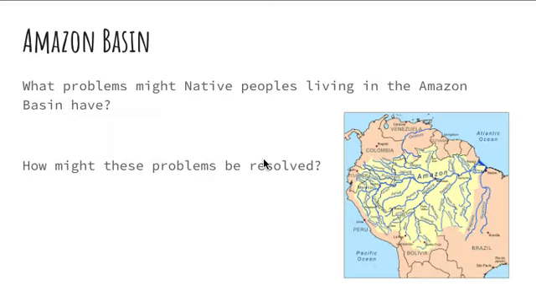Only about 6% of Brazil's population live in the Amazon Basin. Most of the region contains fewer than 2 people per square mile. Some are Native Americans who live in small villages and have little contact with the outside world. What problems might these Native people have that live in the Amazon Basin?